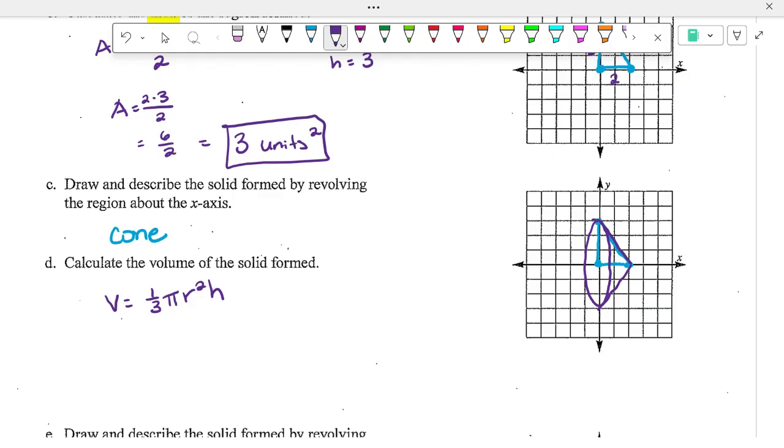So we definitely need the radius and we need the height. What's the radius of this cone? It's 3. The circle's right here. So the radius is 3. What's the height of the cone? From the center of the circle to the tip. 2. It's from here to here. So that's 2.